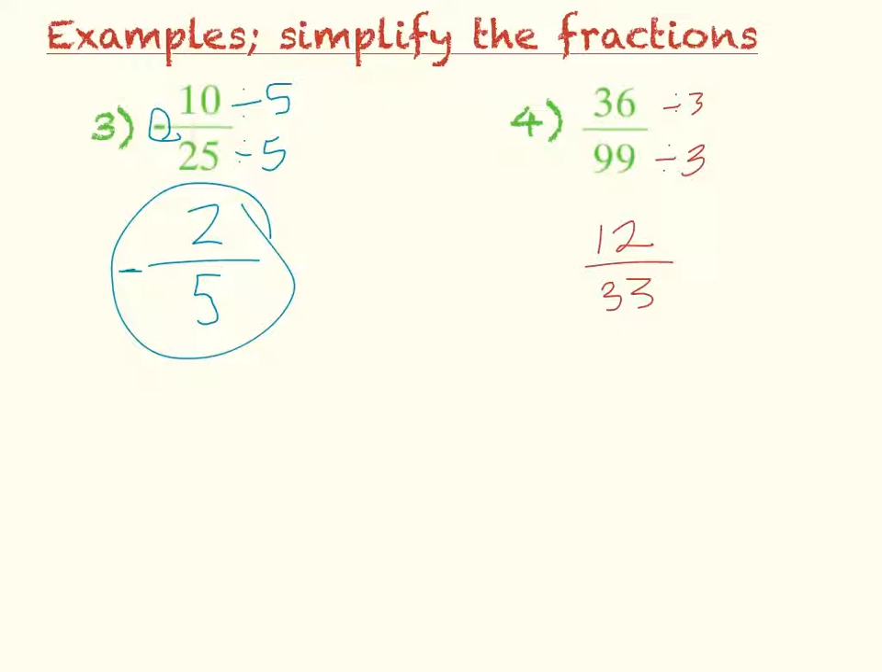Okay, so at this point, again, I can see 2 is not going to go into it, but now I can see that 3 will go into both of them again. Because 12 divided by 3 is 4, 33 divided by 3 is 11. So my final answer is 4 over 11.